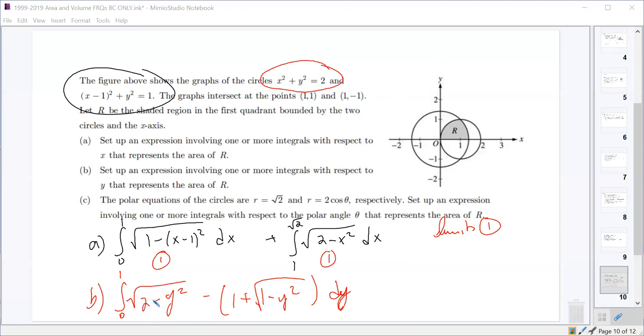If I plug in y equals 0, 1 minus 0, 2. Oh, that's weird. What is that? X minus 1 squared plus y squared equals 1. 1 minus y squared. Why does that become the minus? Oh. No. X minus 1 equals the square root of 1 minus y squared.